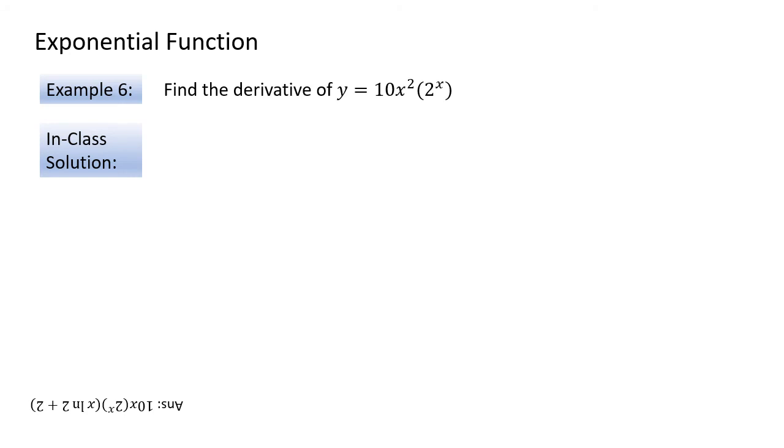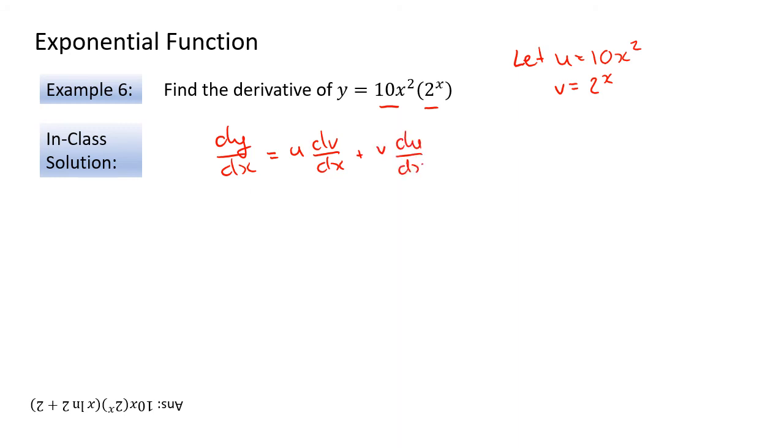So this is the first of 2 examples I'm going to show you using the exponential function derivative. The first one is find the derivative of y equals 10x squared times 2 to the exponent x. You'll see here we have 2 functions: 10x squared and 2 to the exponent x. So I'm going to let u equal 10x squared and v equal 2 to the x. And since they're multiplied together, we can use the product rule. So dy by dx is equal to u times dv by dx plus v times du by dx.